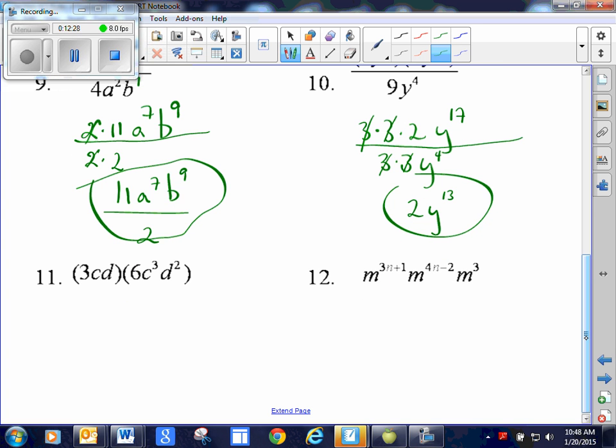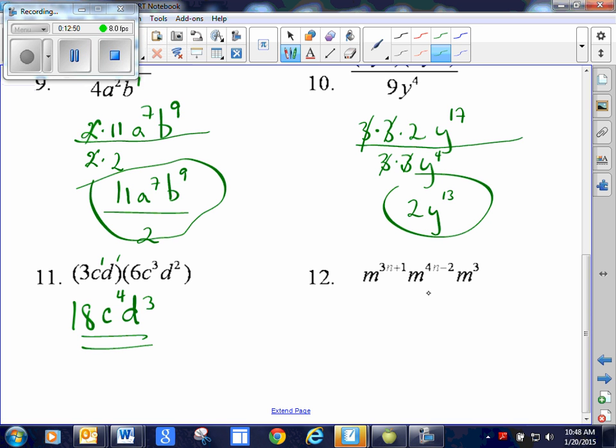A couple more. This is all multiplication, no division now, so we're going to use the product rule. 3 times 6 is 18. C to the first times c to the third is c to the fourth. D to the first times d squared is d to the third. D cubed. That's your answer.